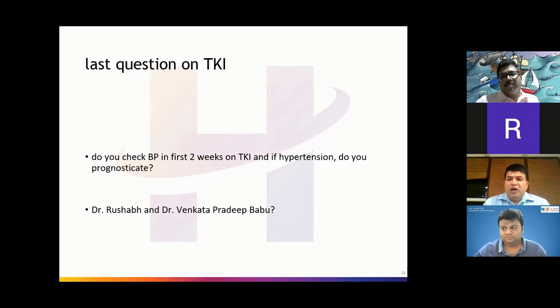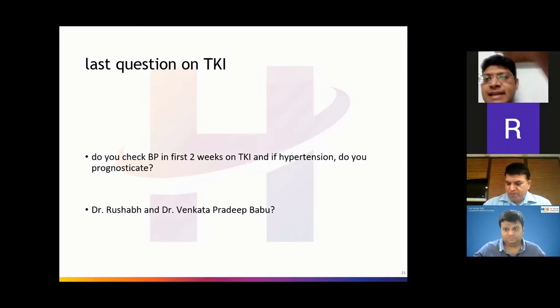Dr. Rishabh, do you check blood pressure in the first 2 weeks of TKI, and if hypertension develops, do you feel very happy about it? Sir, I do check. I tell them to maintain a blood pressure chart for the first 2 weeks. I do check it, but for prognostication I'm not very excited if hypertension is there which was not there before. Though we have data that with hypertension prognosis may improve, I'm not very sure, because BP check and managing it is more important to me rather than prognostication.